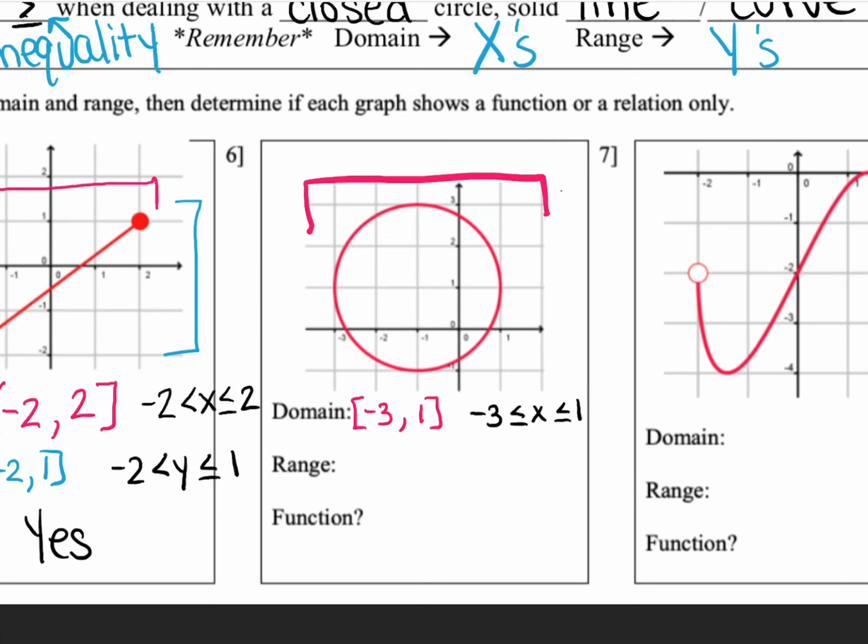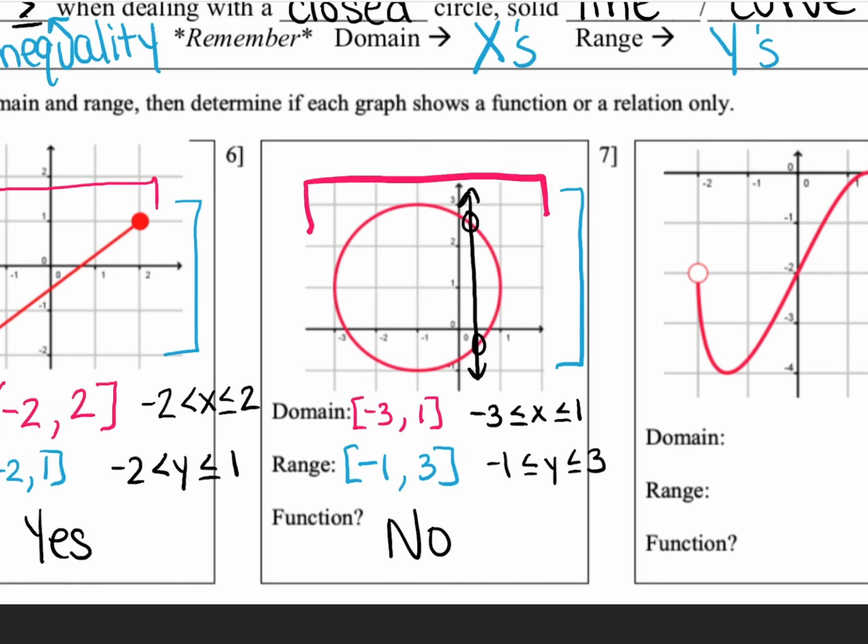For range, we're dealing with the height of the circle. So since it's a circle, we start at -1, we use our brackets, and goes to positive 3, also use our brackets. If we want to write this in inequality notation, negative 1 is less than or equal to y, less than or equal to 3. However, is this a function? Does it pass the vertical line test? I can draw a vertical line and it hits my graph more than once, so it is not a function.